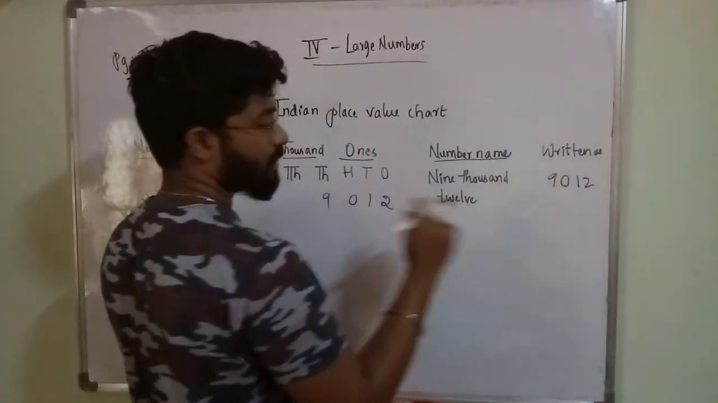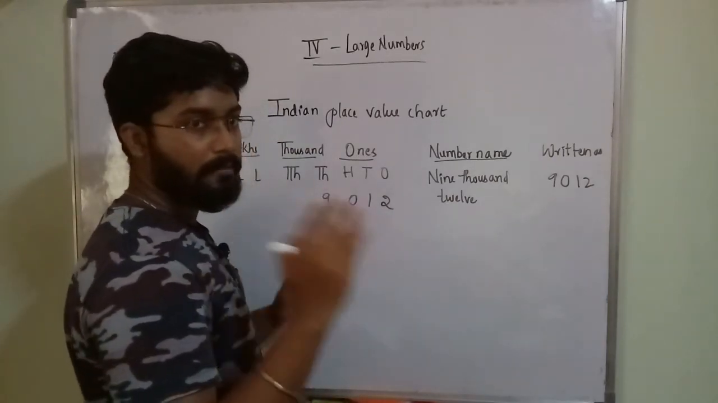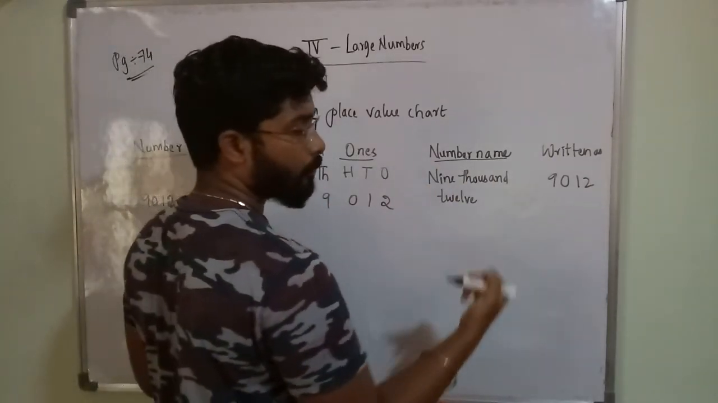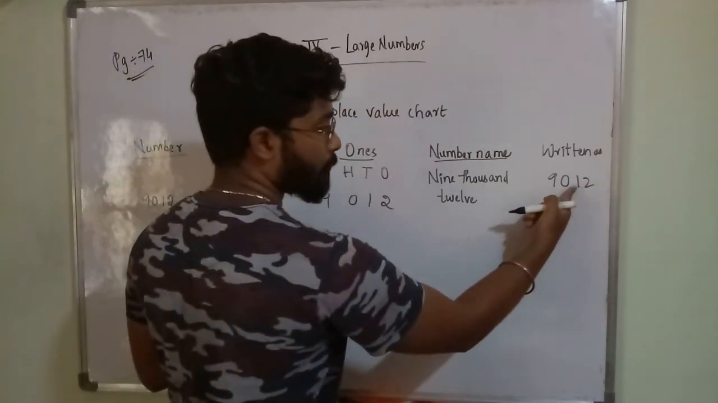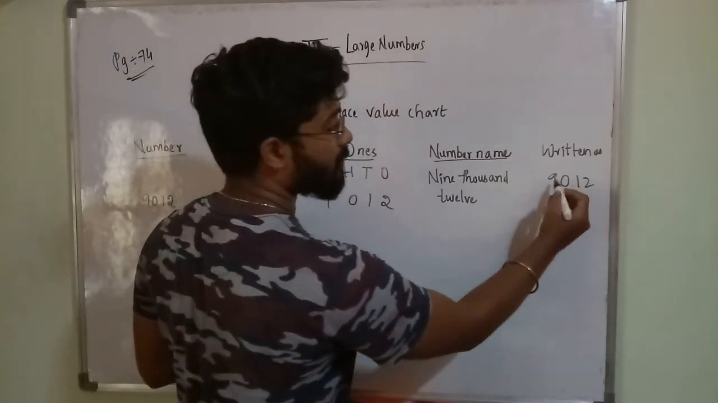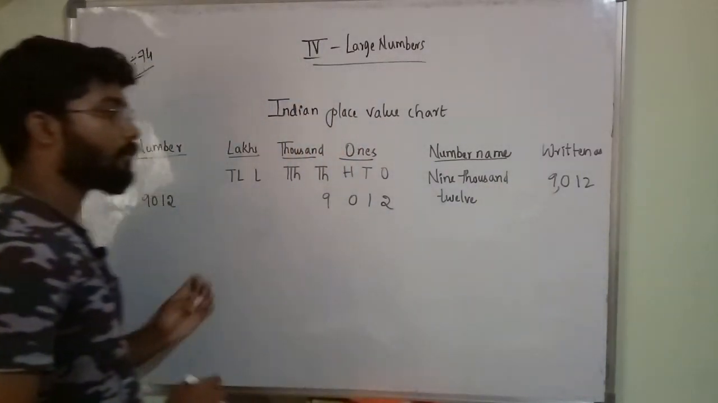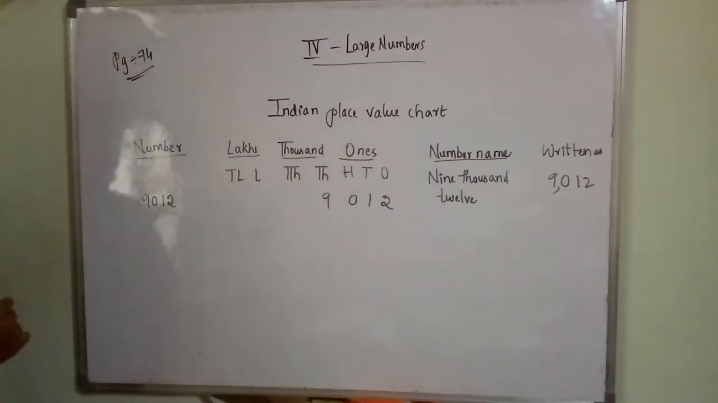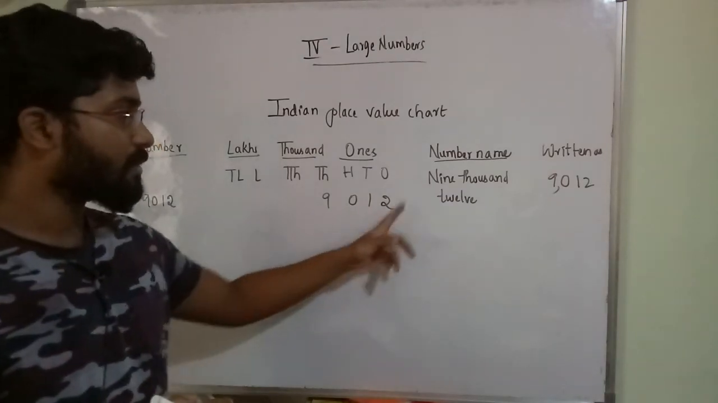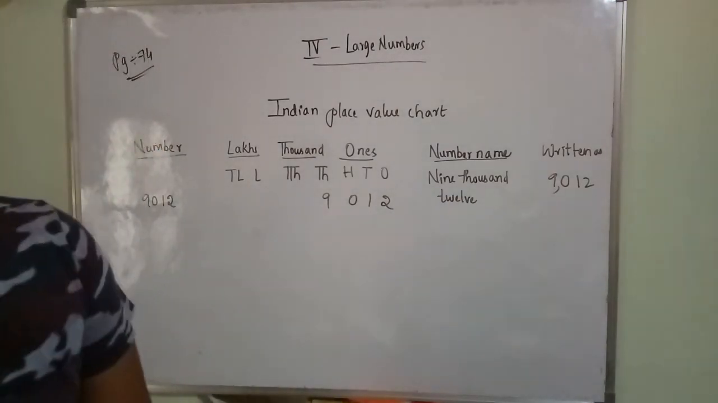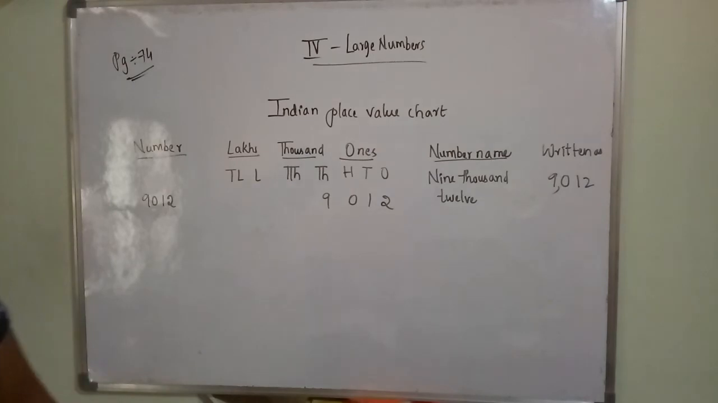So it has 4 digits. After the first 3 digits from right to left, we have to put a comma, because after the ones period we get the thousands period, no? The ones period will have 3 digits in the Indian system. After that put one comma. So this one is completed. This number is 9012. Okay. Next one.